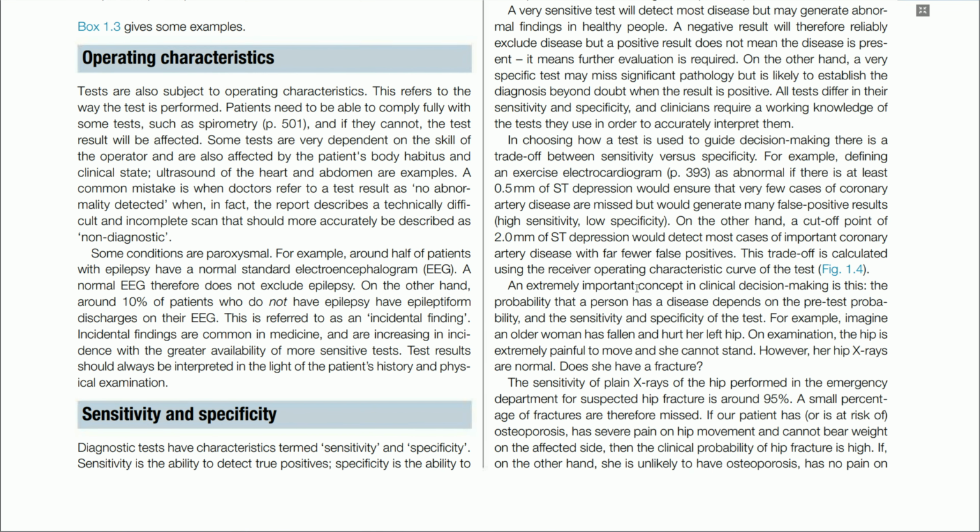An extremely important concept in clinical decision making is this: the probability that a person has a disease depends on the pretest probability and the sensitivity and specificity of the test. For example, imagine an older woman has fallen and hurt her left hip. On examination, the hip is extremely painful to move and she cannot stand. However, her hip x-rays are normal. Does she have a fracture?